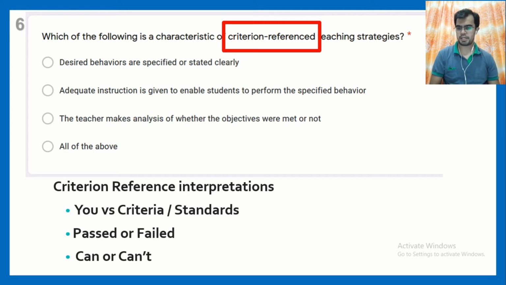Letter A. Desired behavior are specified or stated clearly. This is very important. So this is acceptable. Letter B. Adequate instruction is given to enable students to perform the specified behavior. This is also important, so this is acceptable. Letter C, the teacher makes analysis of whether the objectives were met or not. This is also important, so the correct answer is letter D, all of the above.